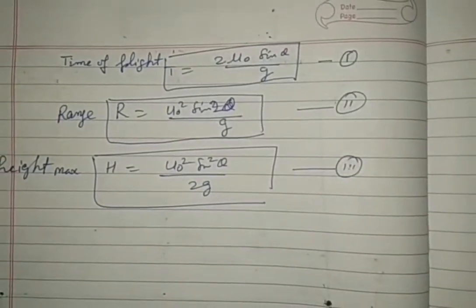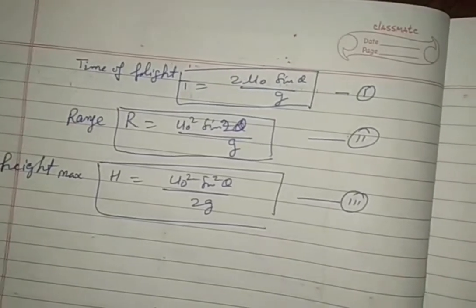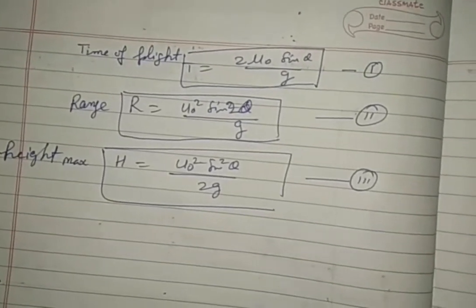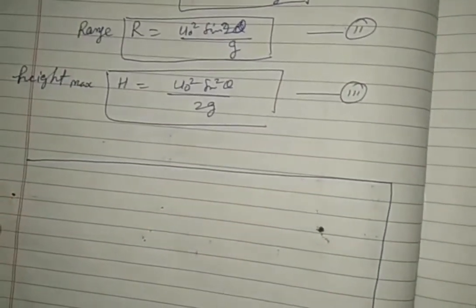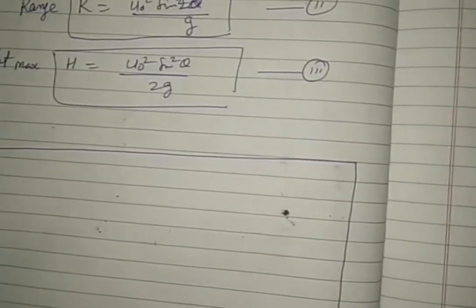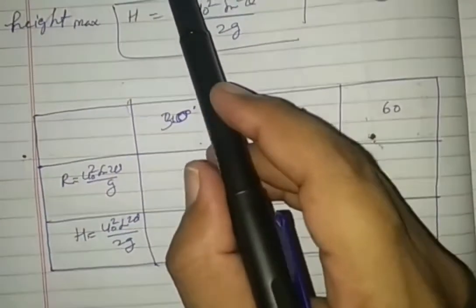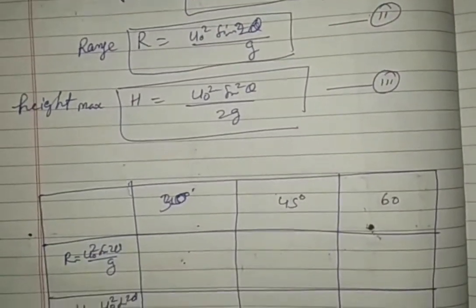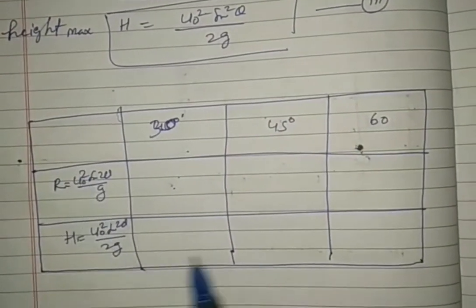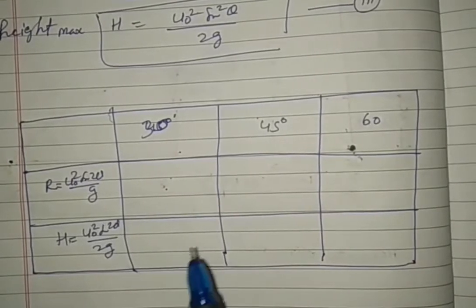See these three equations, and with the help of these three equations we will obtain some values here. We are going to make a table, and by this table we will calculate some things. Using the formulas we have taken for range, height and time of flight, we are going to obtain a general observation here. See very carefully the general observation obtained here.